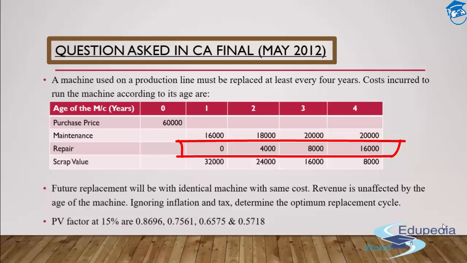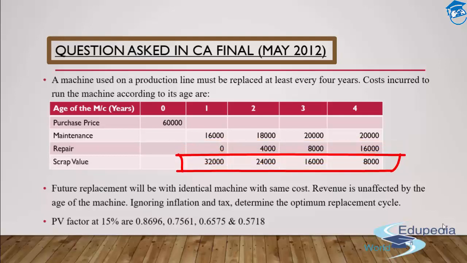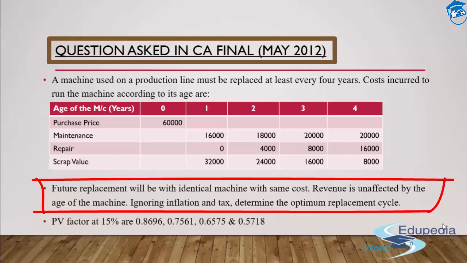And if I am willing to sell that machine, what kind of benefit will I be able to receive as scrap value? The scrap value for that machine is going to be 32,000 in year 1, 24,000 in year 2, 16,000 in year 3, and if I utilize the machine for the entire 4-year period and sell it after 4 years, I'll be able to get rupees 8,000 from the market as its scrap value. Now, coming to the next point, it says future replacement will be with an identical machine with the same cost.